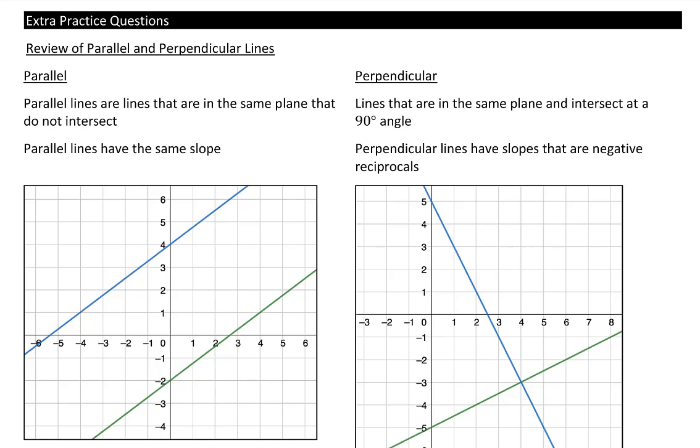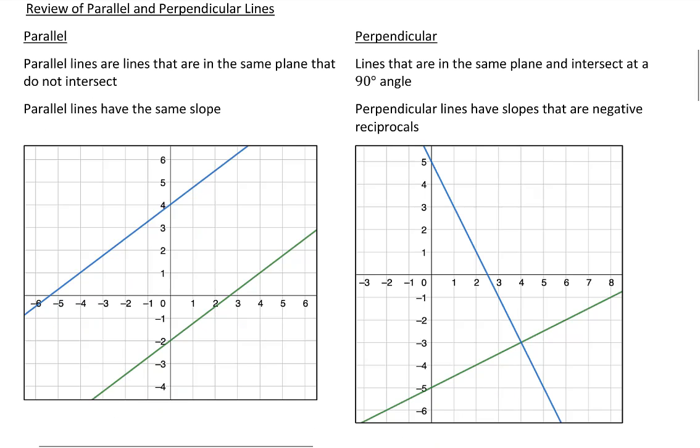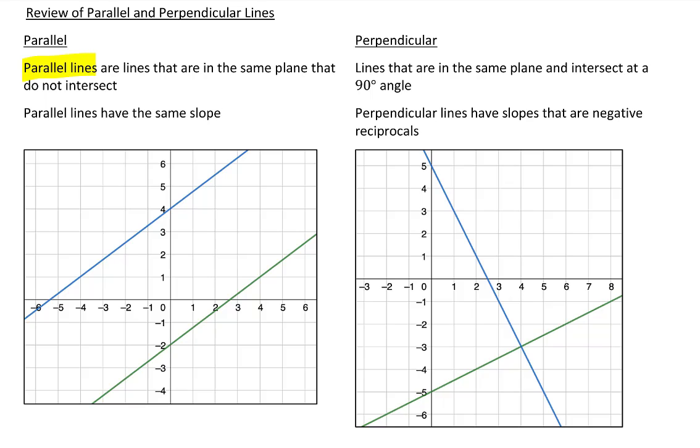So let's go over the extra practice questions from this section. Before we do that, let's review what parallel and perpendicular lines are. Parallel lines are lines in the same plane that do not intersect. In our diagram below, we have the blue and the green line, and notice that they do not intersect.